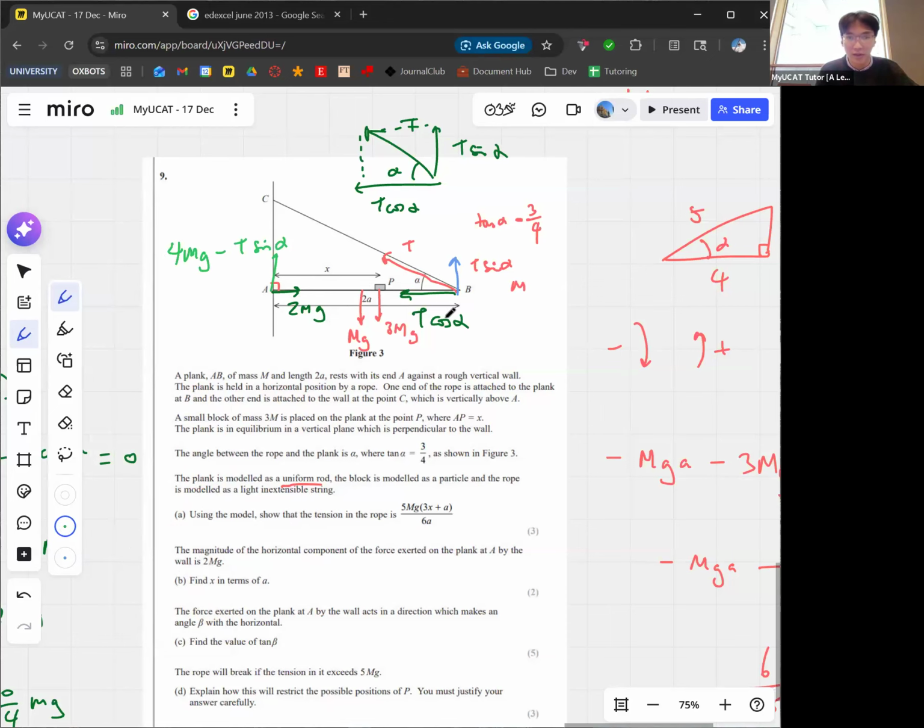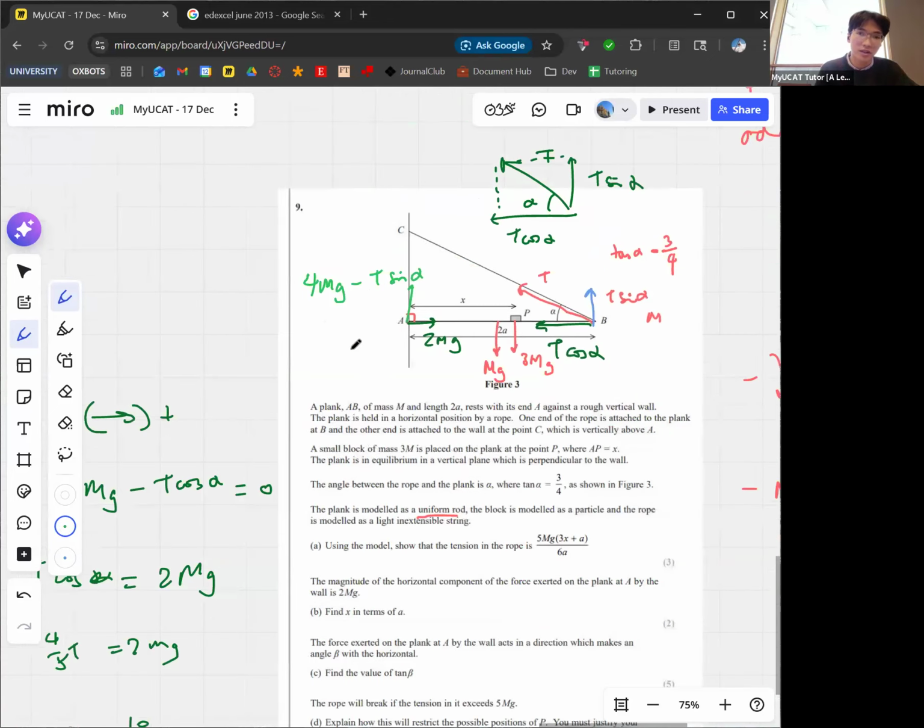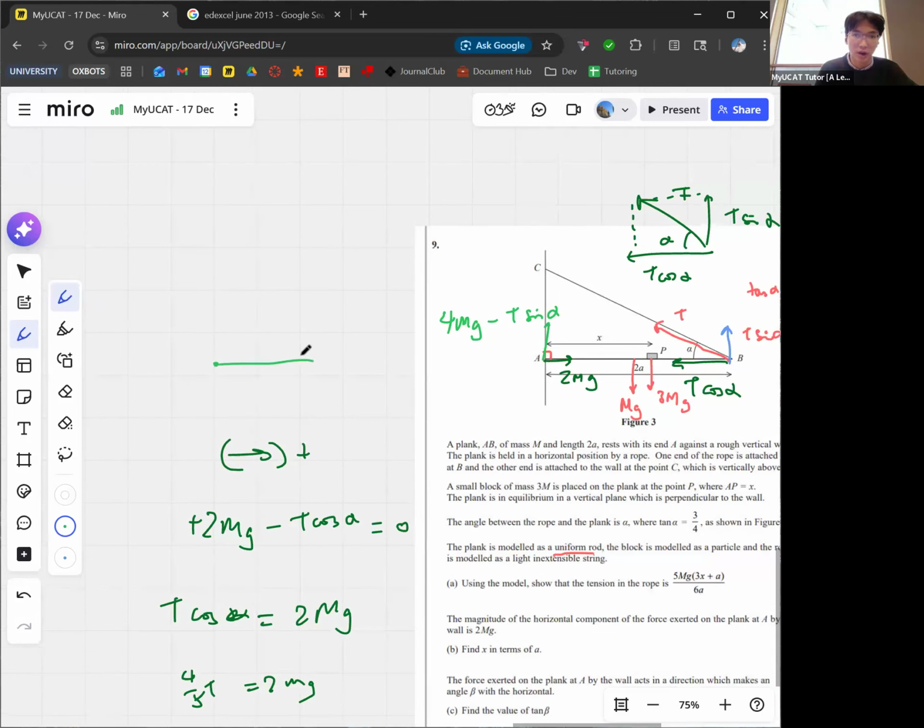Now you can see that everything is balanced together. And then from this, you've got a little bit of a triangle here. You've got 2mg here, then 4mg minus T sin alpha. And this would be your angle, beta. Would that be the friction force going up? Yes, correct. That's the friction force that holds it up.